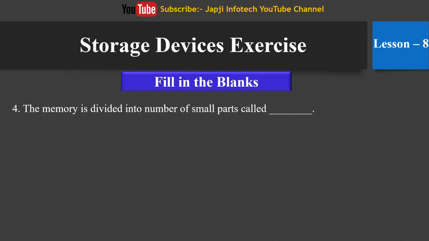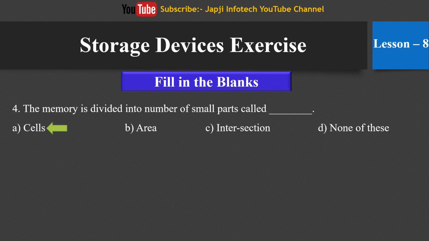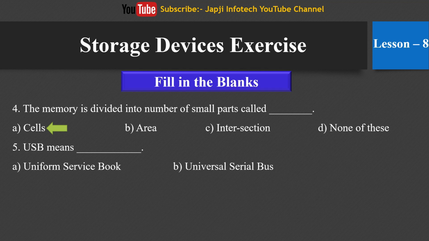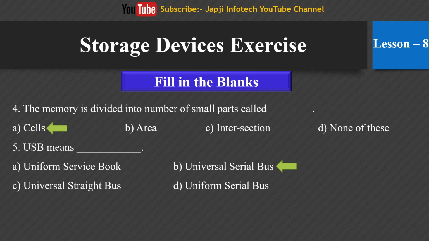And the fourth one is the memory is divided into number of parts called dash, and their options are cell, area, intersection, or none of these. So the right answer is the memory is divided into number of small parts called cells. And the fifth one is USB means dash, and their options are uniform service book, universal serial bus, universal straight bus, and the last one is uniform serial bus. And the right answer is USB means universal serial bus.